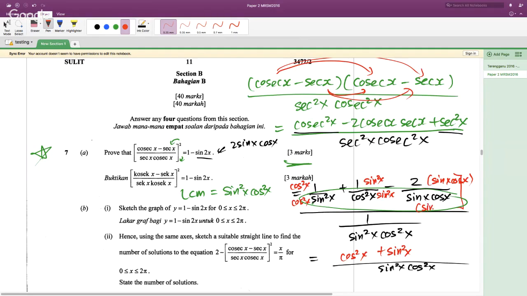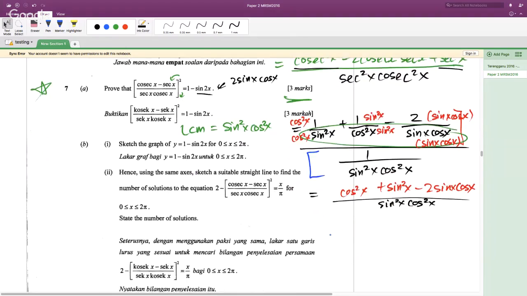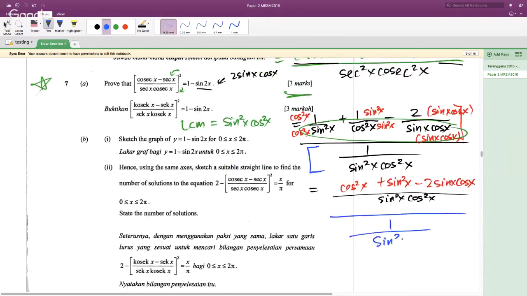So this one I also multiply sine x cos x. Then I will get sine square and cos square, isn't it? So I will minus 2 sine x cos x. And then this one is only the top part. We still have the bottom, right? So the bottom part is just 1 over sine square x cos square x.